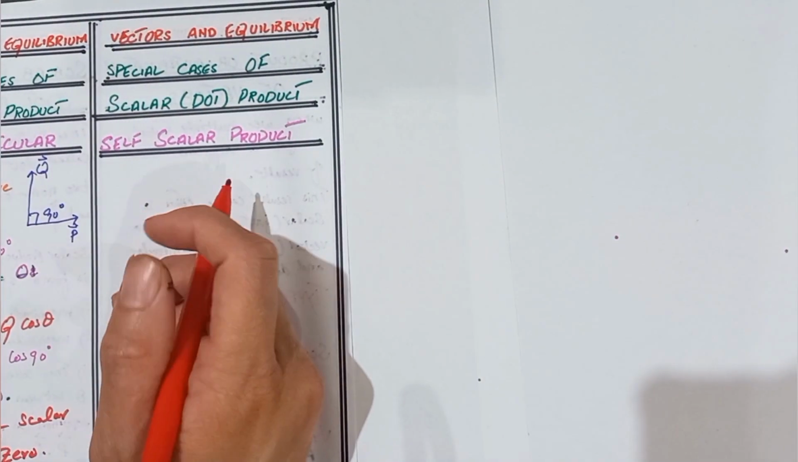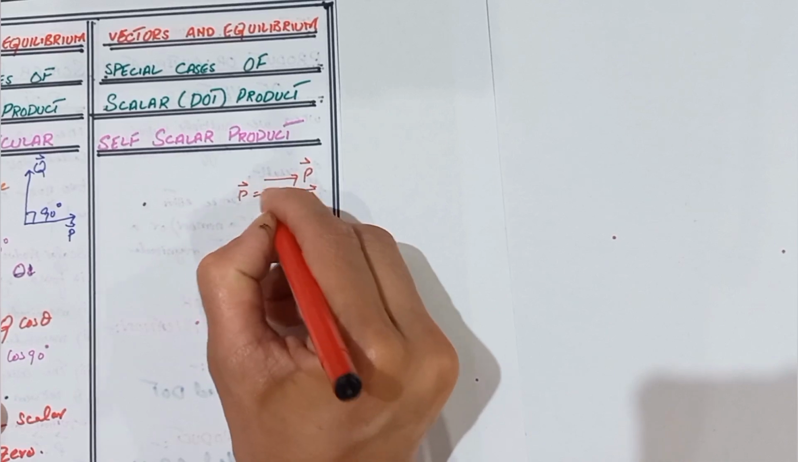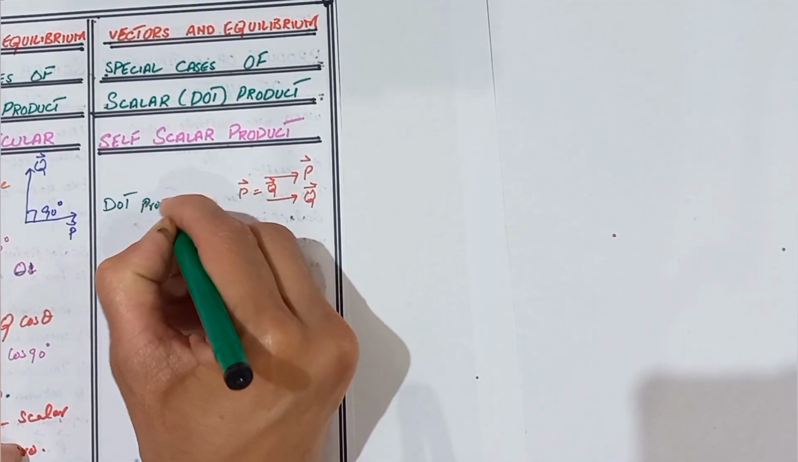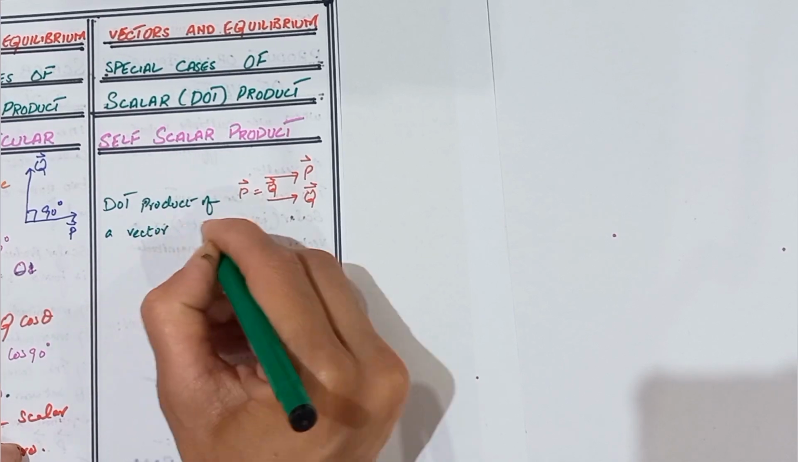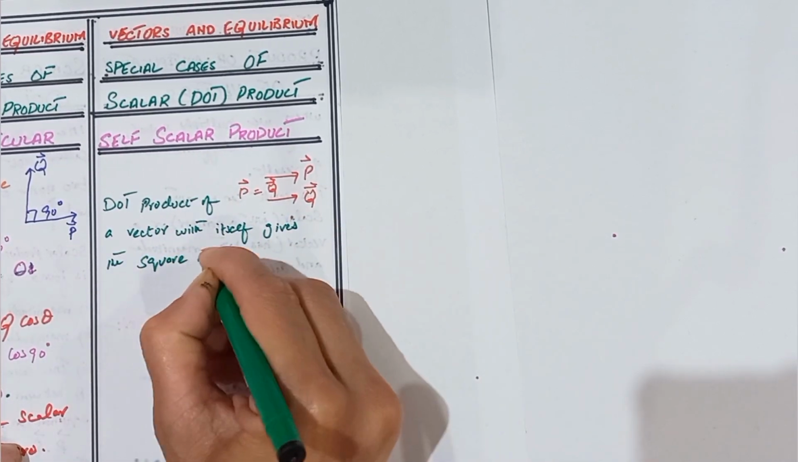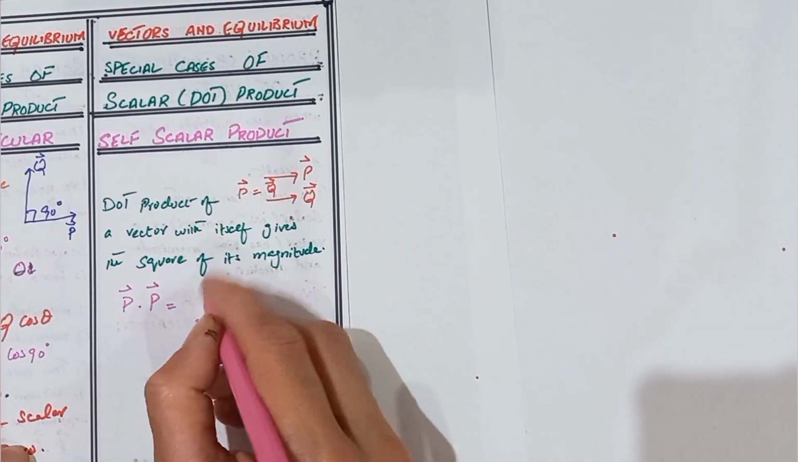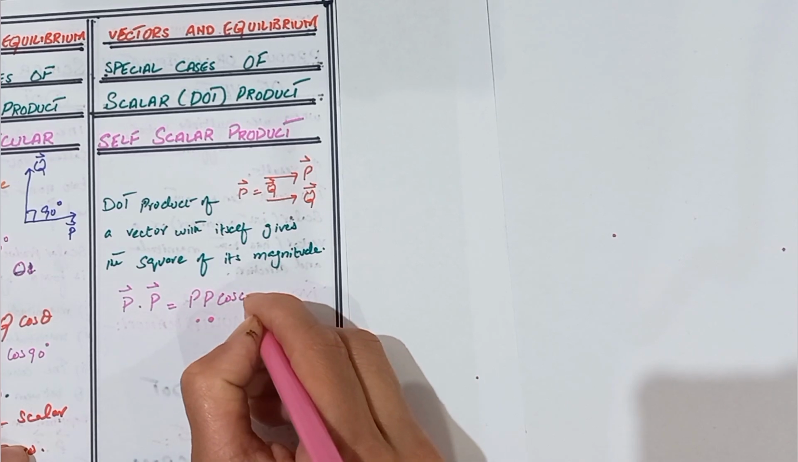Now we write the self scalar product. If we multiply the two vectors P and Q that are both in the same direction, here P is equal to Q. So the dot product of a vector with itself gives the square of its magnitude. So here we write that the dot product of two vectors is the magnitude of the P vector, the magnitude of the P vector, and the angle between them.